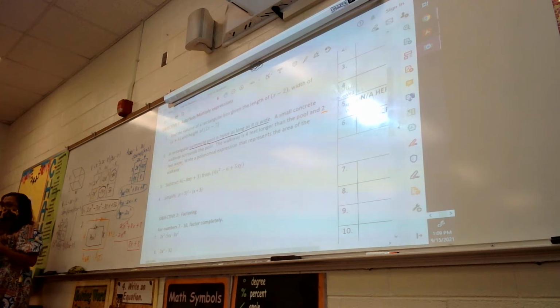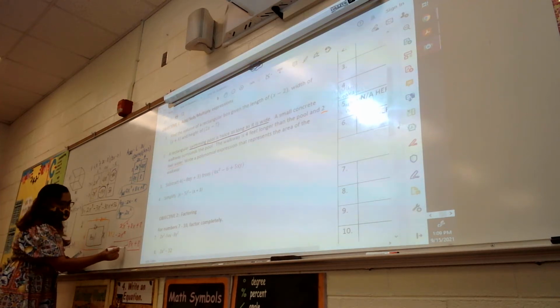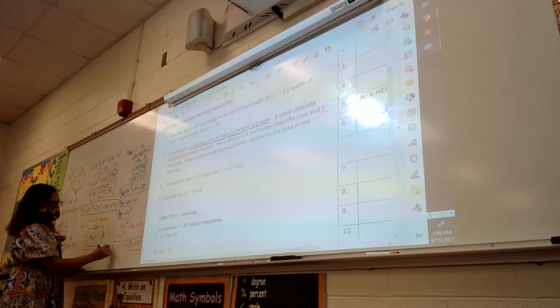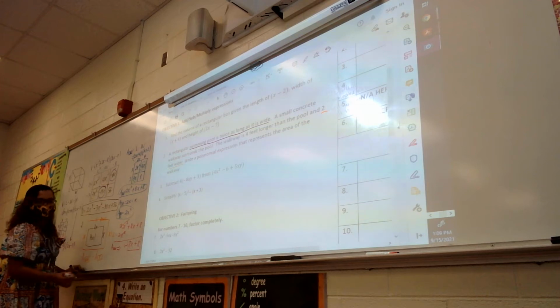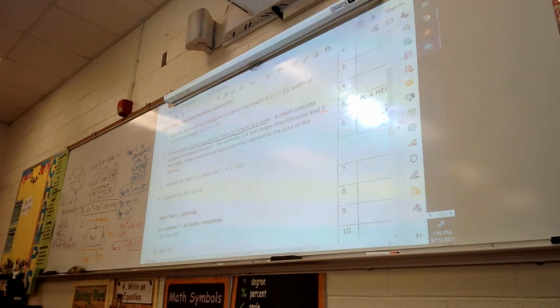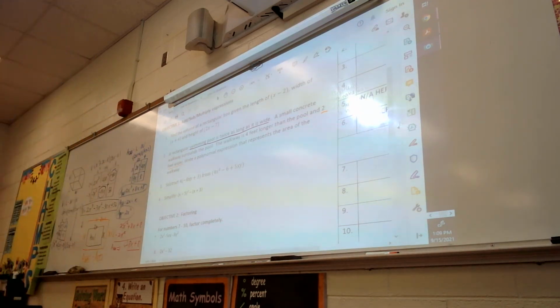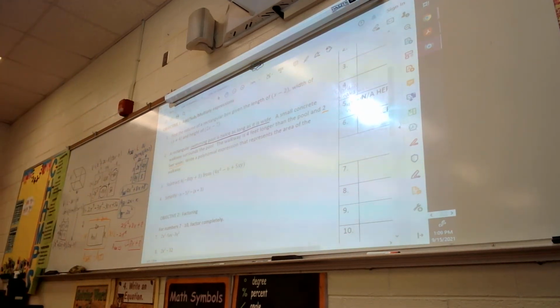Make sense? Alright, so again, I will label this. This would be the area of the walkway, the remaining area of the walkway. There you go. Any more questions for number 2? Are we good? Any question before I proceed?